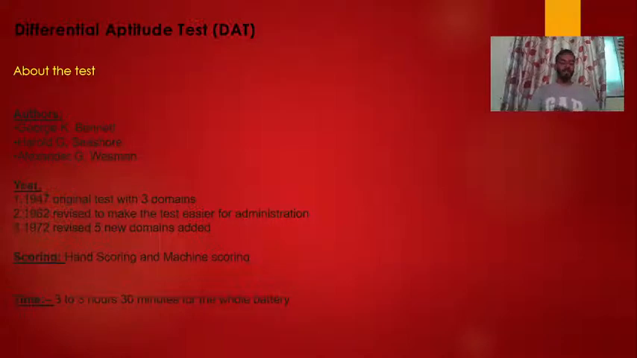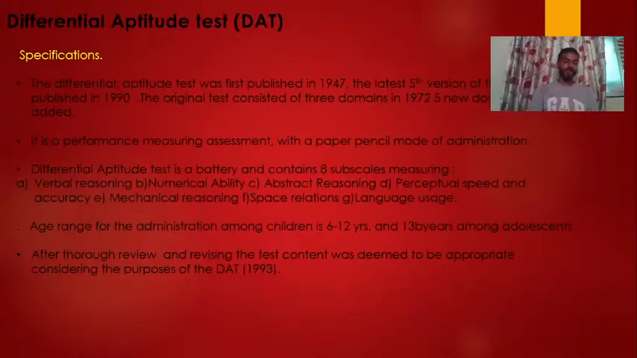Time taken for the administration of the test is 3 to 3.5 hours for the whole battery. It's called a battery because several subtests or subscales are present in the test, that is, 8 subtests measuring different domains. It is a performance-measuring assessment with a paper-pencil mode of administration, as mentioned earlier. These are the specifications of the differential aptitude test.